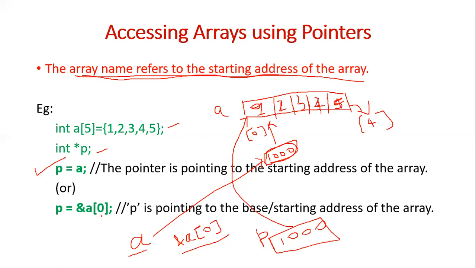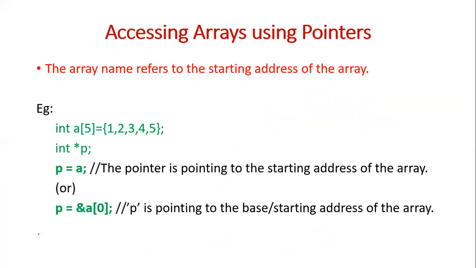Either you can just say p is equal to a, or you can say p is equal to address of a of 0. So this is how we can make a pointer point to an array, right? Fine. Let us continue.